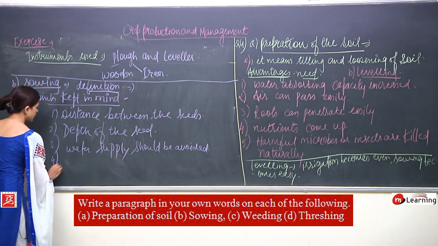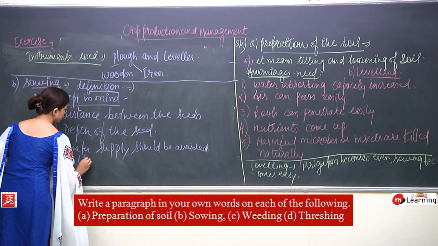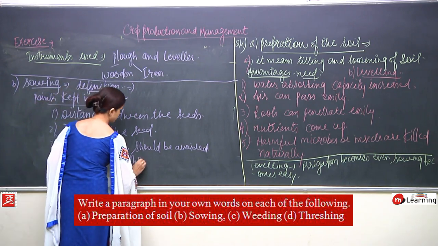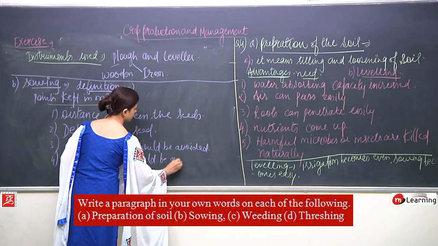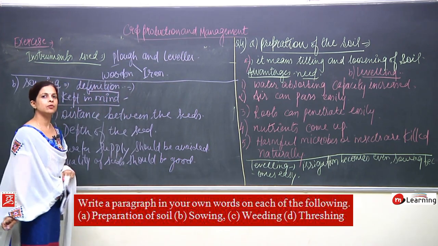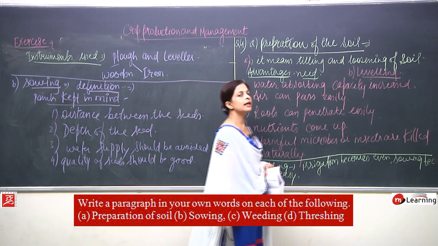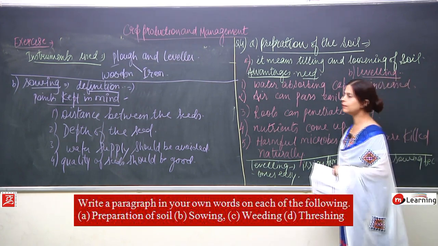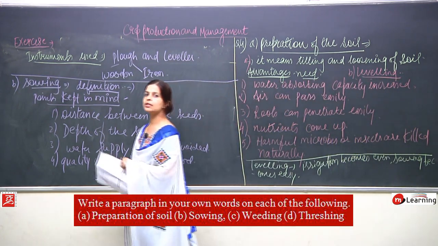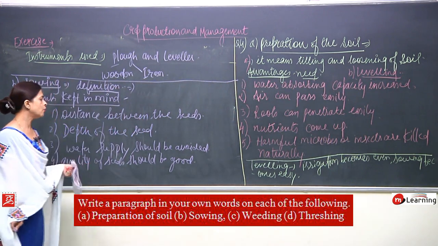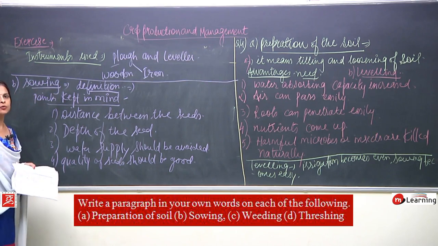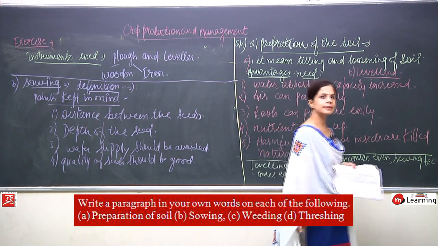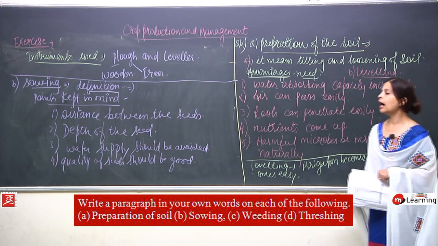And quality of seeds is very important. Quality of seeds should be good. If the seeds are not of good quality, and the farmers keep on working hard, they have done their best, but still the results won't be up to the mark. Why? Because the quality is not there in the seed itself. So how can a better crop be produced? Quality of seeds should be good, depth should be proper, distance should be proper.